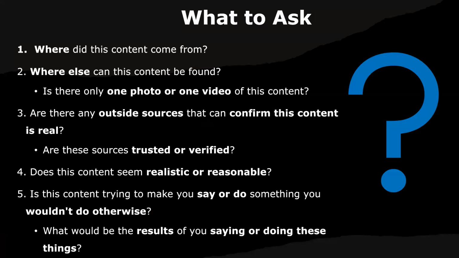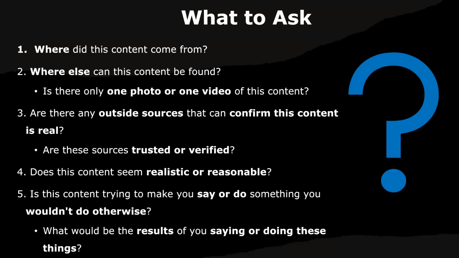If you see or hear something and you're not sure whether it could be AI generated, try to keep these 5 questions in mind. Number 1, where did this content come from? Can you trace this content back to a specific source? And if so, does this content come from where it says it comes from? If you can't easily find out where this content originated from, or if its source doesn't match its description, the content creator might not be who they claim they are.